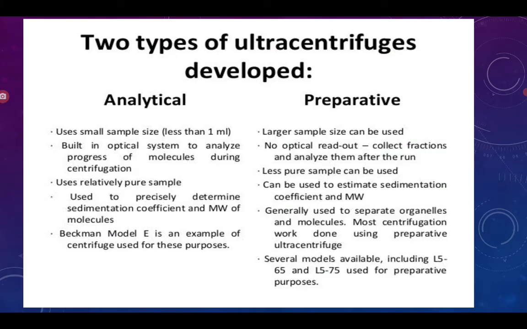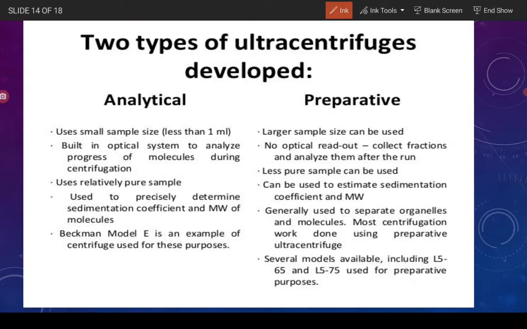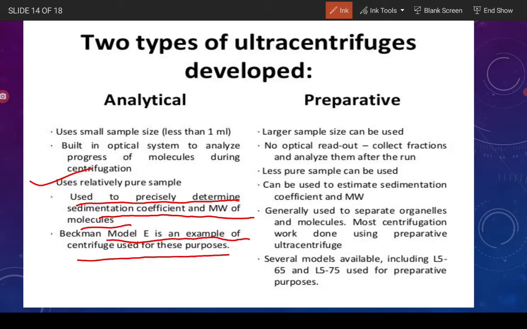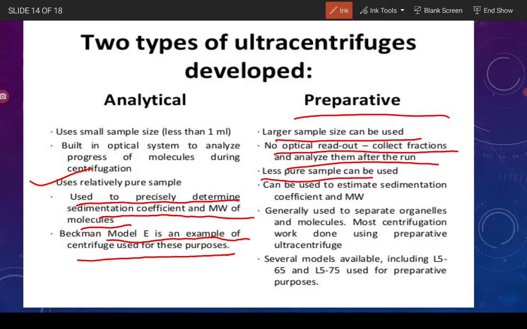Now, the difference, right? We already studied what the analytical centrifuge is. So this is used for pure samples, used to precisely determine the sedimentation coefficient and relative weight of the molecules. The Beckman model is an example of a centrifuge used for these purposes. While in preparative ultracentrifuges, a larger sample size can be used. There is no optical readout; you collect fractions and analyze them after the run. So less pure samples can be used.